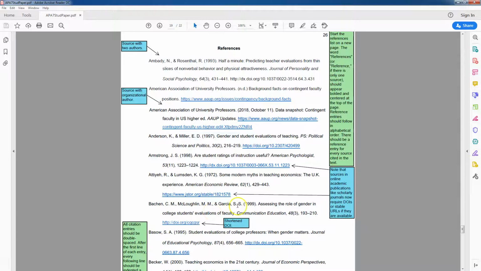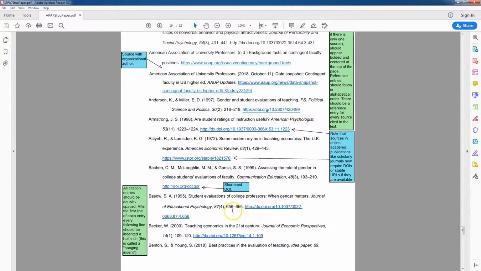And then you'll notice there are 3 authors here. So if you were referencing this reference as an in-text citation in your paper, you would be saying Bachen, B-A-C-H-E-N, et al. So notice in here you've got the italics for the publication, the issue number, the volume number, and then the page number, 656-665. No spaces, ends with a period.